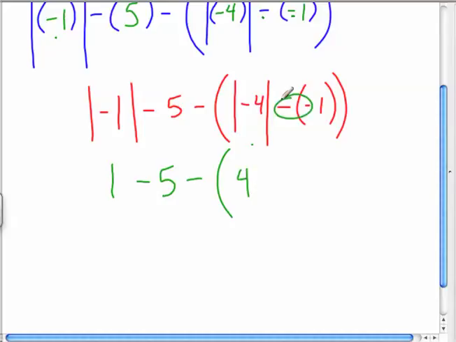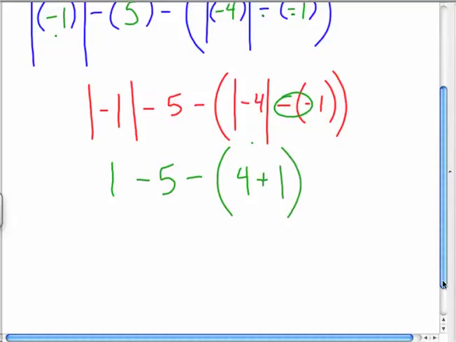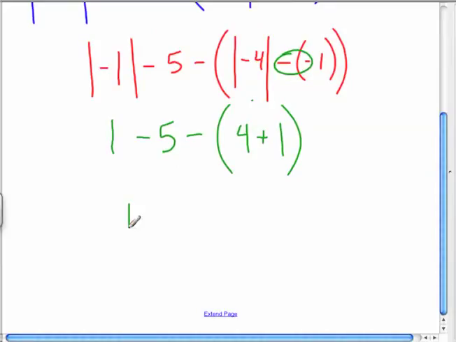And then I've got some housekeeping right here. Minus a negative. I need to write that as a plus 1. Okay? Now, I just need to use PEMDAS. I need to simplify what's in the parentheses. I get 1 minus 5 minus, and inside the parentheses is 5. I don't really need those parentheses anymore now that I've combined 4 and 1. I can just write it as 5.